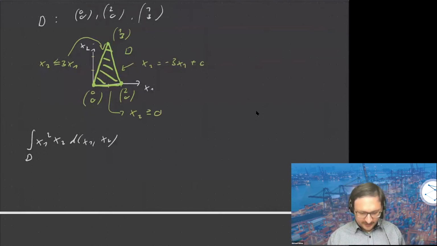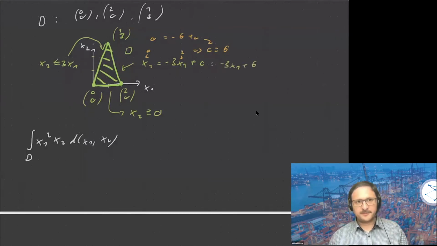And if we do that, it means we get a 2 here, get a 0 here, and then we can determine C. So if we substitute that, then we get 0 equals -6 plus C. So that means C has to equal 6, right? So we get -3x1 plus 6.